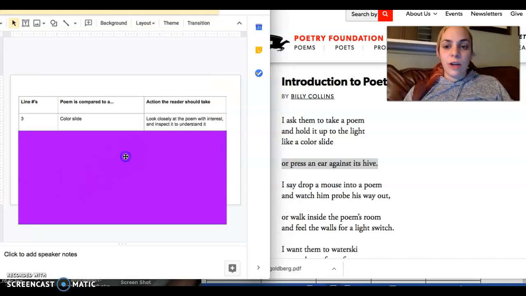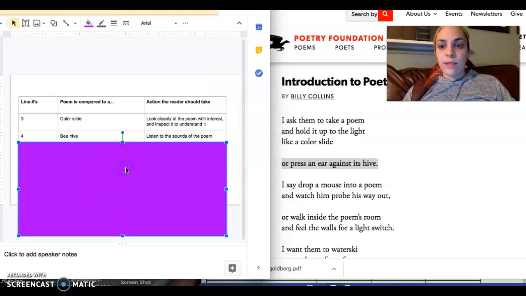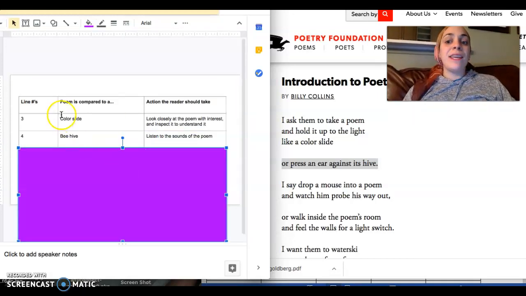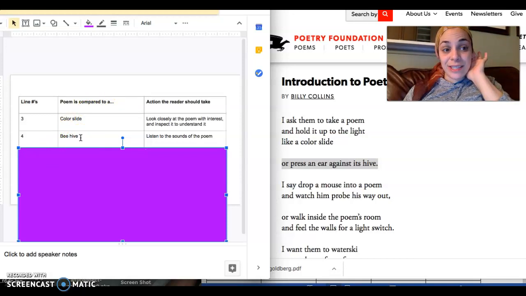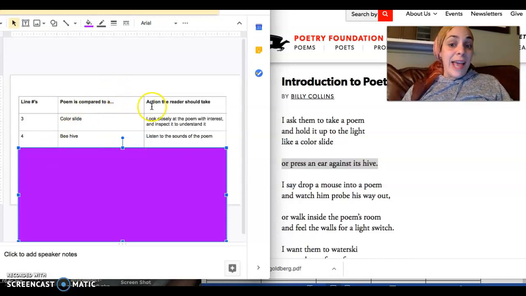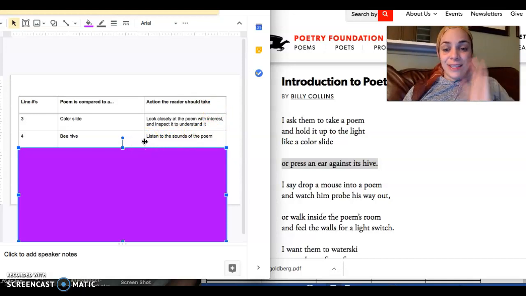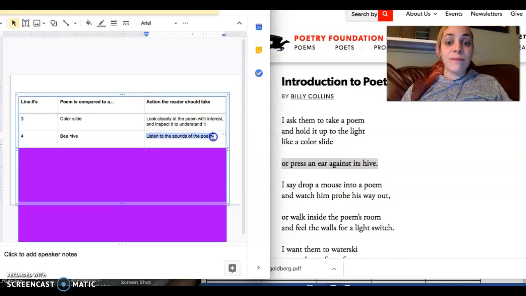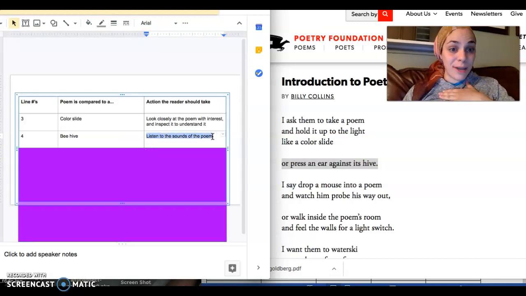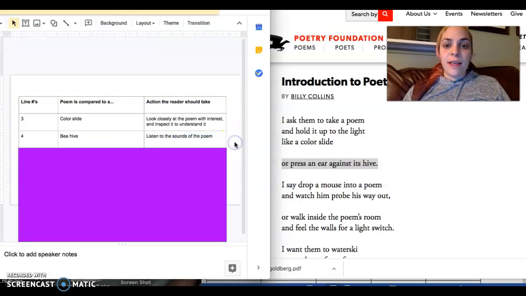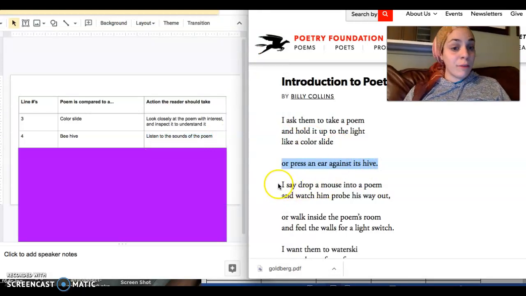So let's take a look at our chart. Let's go move this down. So in line 4, the poem is compared to a beehive, right? That we need to press our ear against the beehive. What's the action the reader should take? Why is he comparing it to a beehive? Because we need to listen to the sounds of the poem. And that's the action that the reader needs to take. Let's go back to the poem and keep looking for more imagery of how we should relate to a poem.